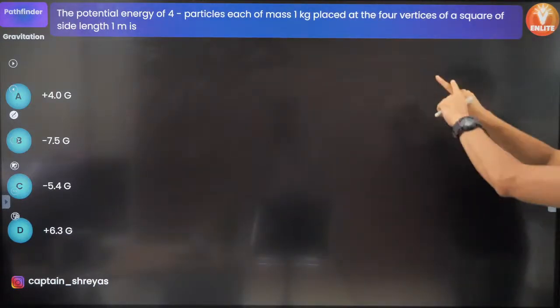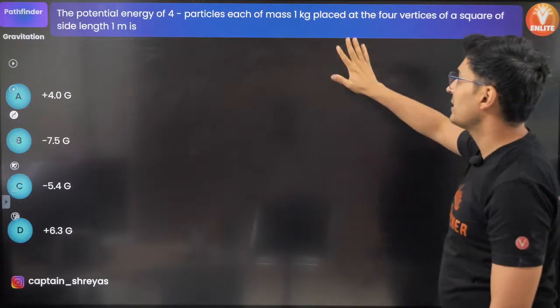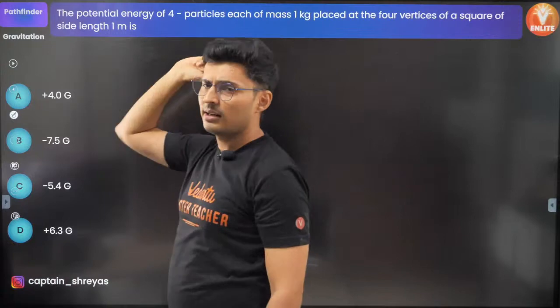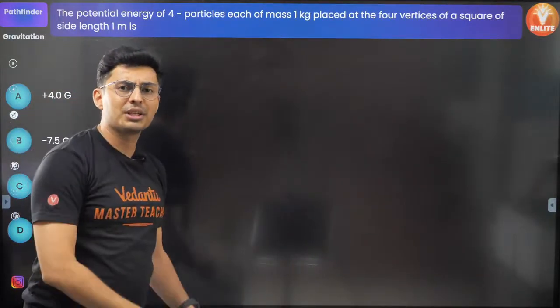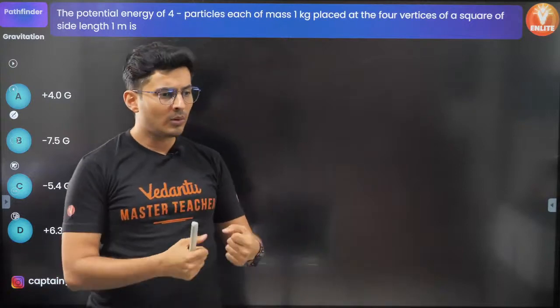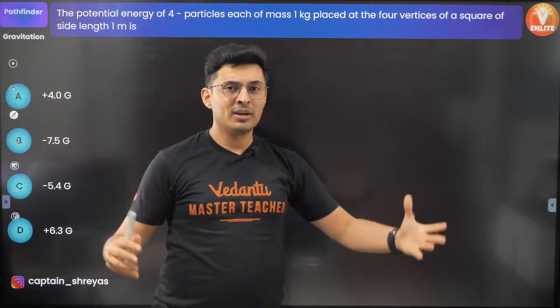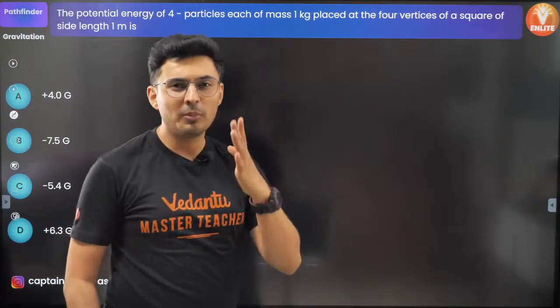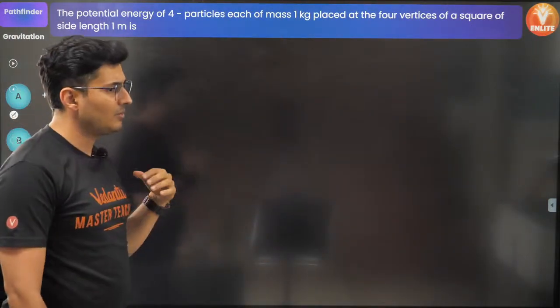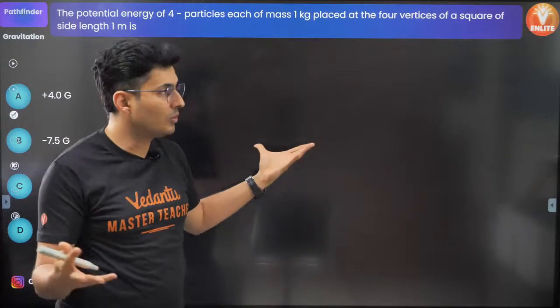Potential energy of a 4-particle system, each of mass 1 kg, which are placed on the 4 vertices of a square of length 1 meter. Very standard, very important question. They can ask a lot of questions derived on this formula, like what is the work done to expand it, what is the change in the energy. So many questions come directly on this concept. Sometimes they give you a triangle, sometimes they give you maybe even a hexagon, who knows.